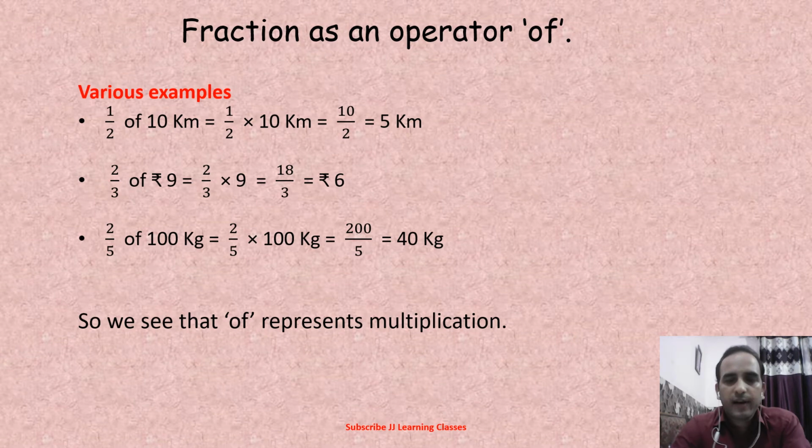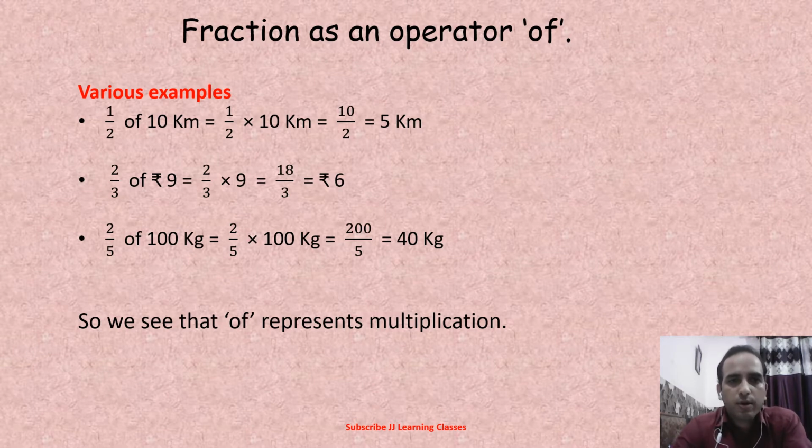Next we have fraction as an operator of. What is the meaning of "of" here? Suppose we have various examples. 1 by 2 of 10 kilometers, half of 10 kilometers. So 1 by 2 into 10 kilometers becomes 10 by 2, which is 5 kilometers. So literally the meaning of "of" is multiplication in mathematical operations.